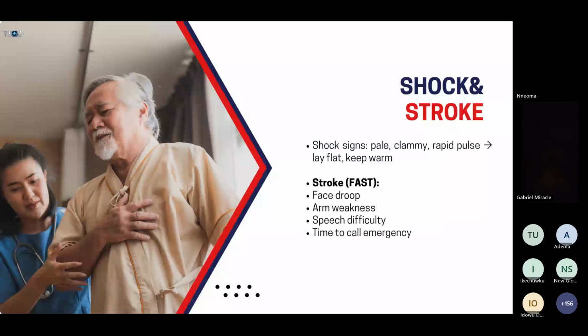Just make sure that when you see signs like this, you ensure that the patient does not fall, because a fall can worsen the situation. So just ensure that the person does not fall.